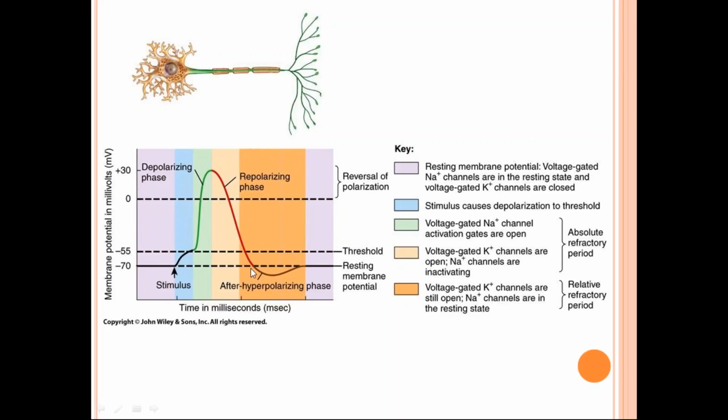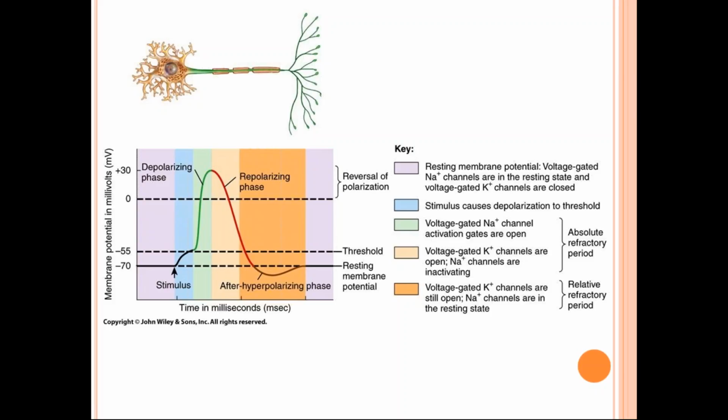Okay, then once it gets back to the resting membrane potential, it can have another impulse. The time when it can't have another impulse, and you can see it over here, the absolute refractory period, is when the certain gates are open and you can't open an open door. Okay, so if the door is still open, you can't open it again. So you can't have another impulse until the door closes.